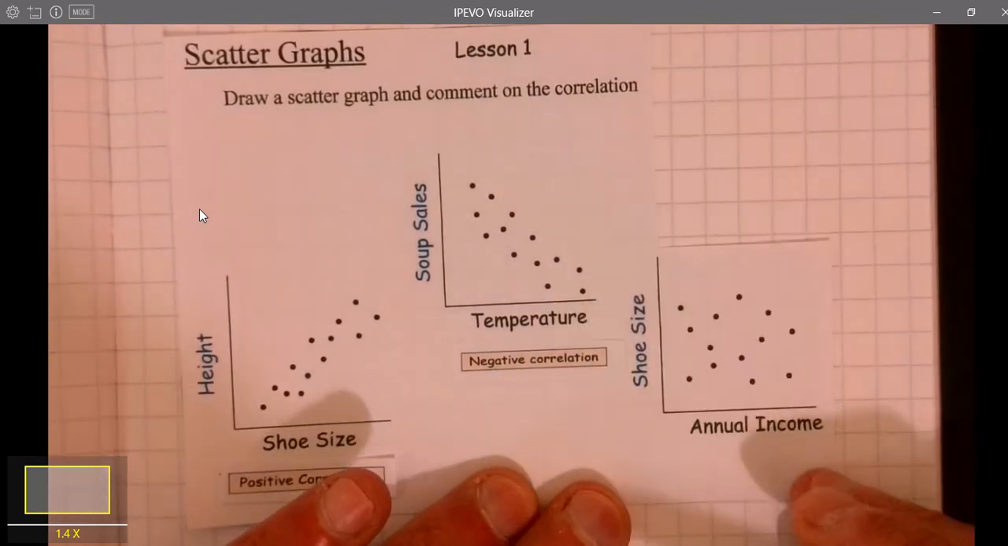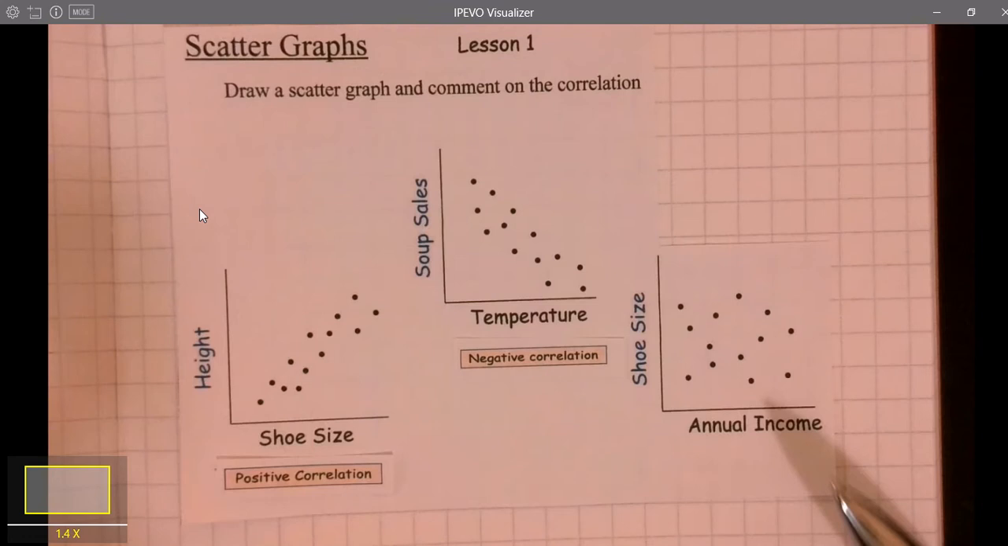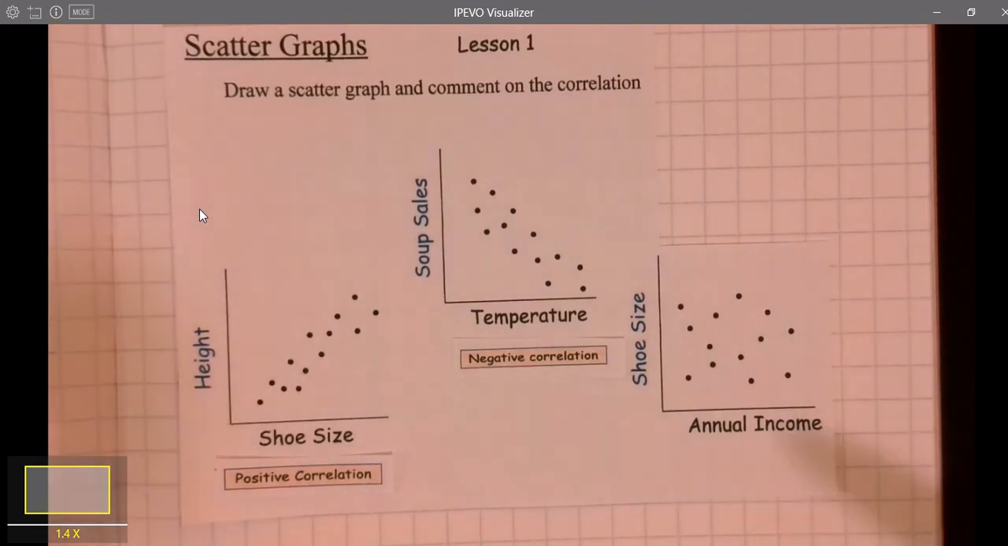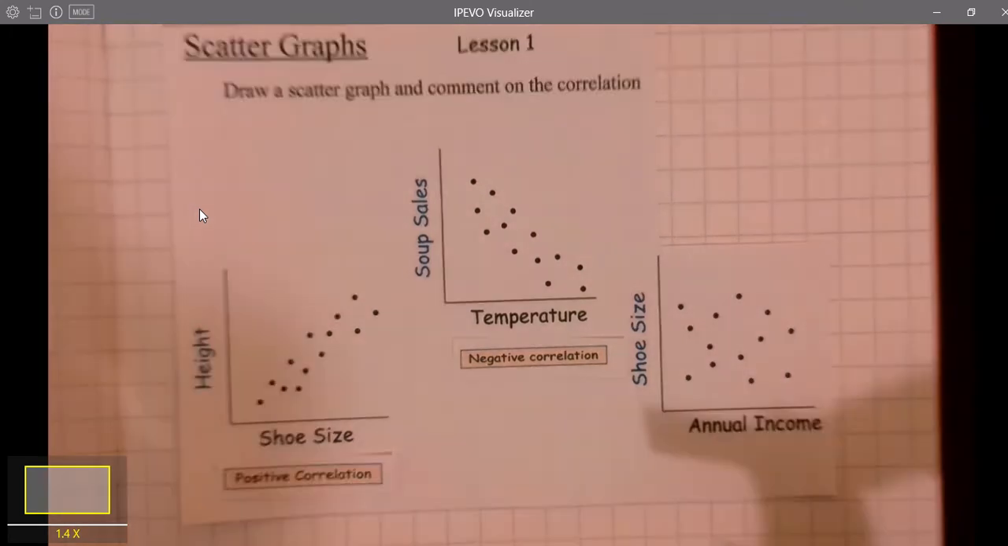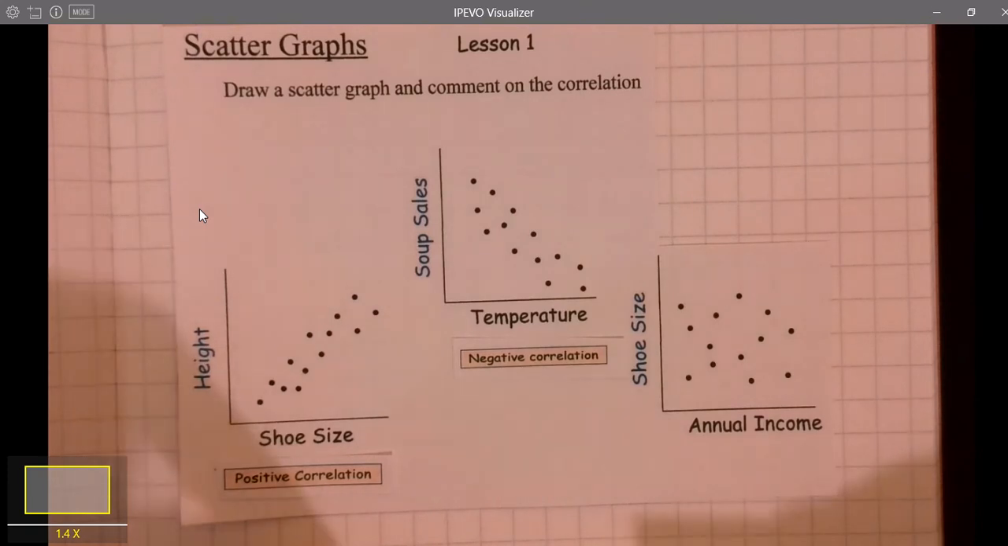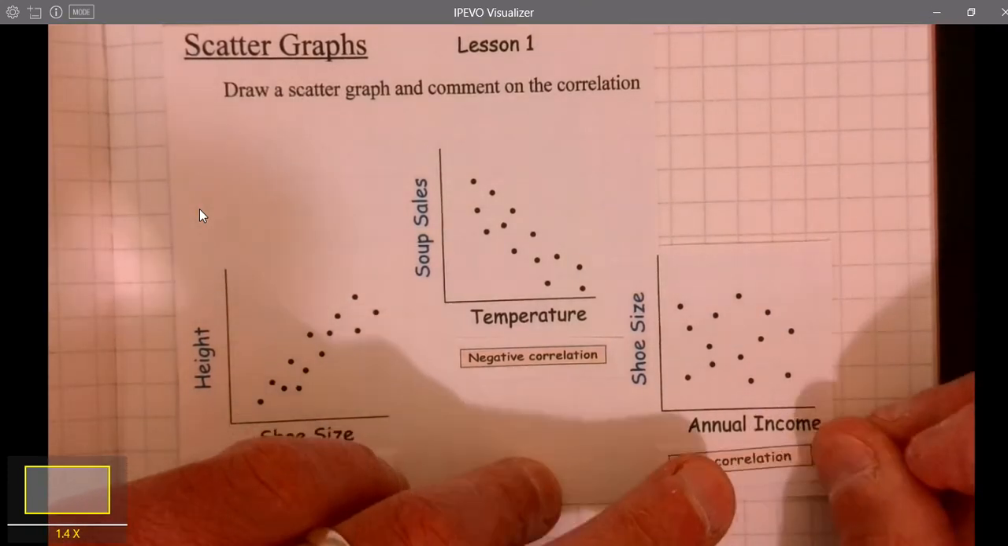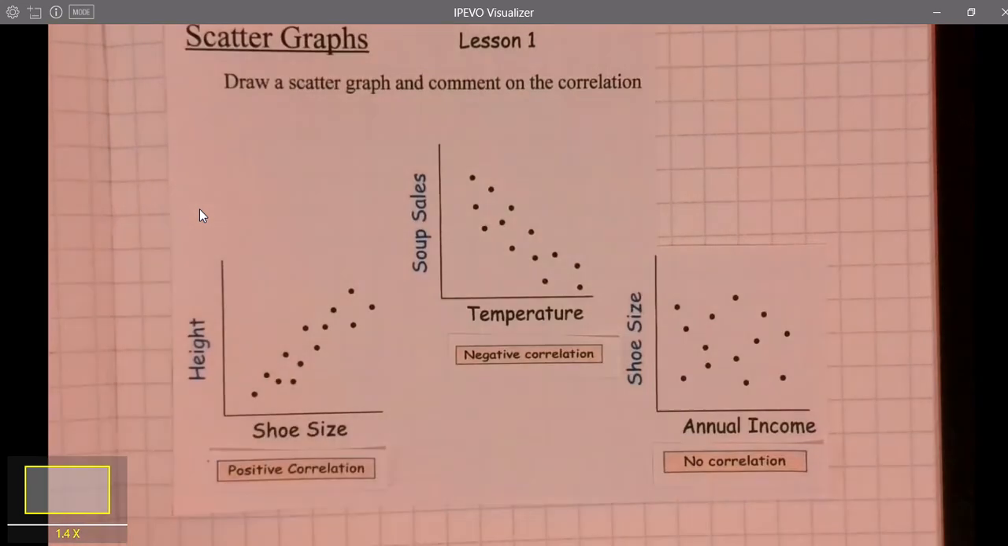So I'm going to pop that there for you. And then this one just over here, that points all over the place. We've got shoe size against income, how much money people earn. Well, surprisingly, income isn't related to the size of your feet. That'd be a little bit weird, wouldn't it? Imagine the bigger feet you've got, the more money you get. So when the points are all over the place like that, we say no correlation.